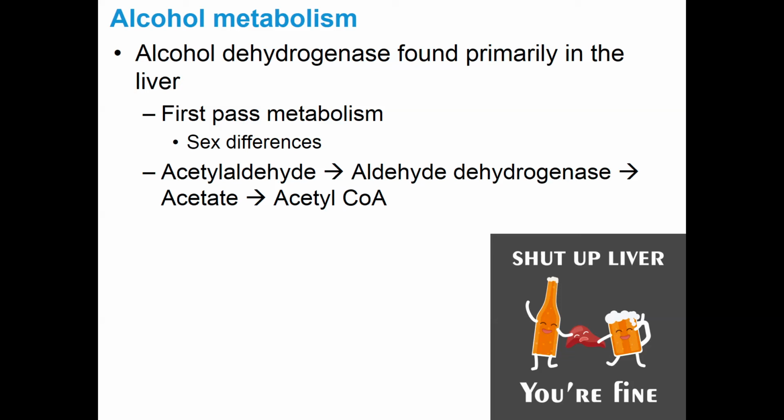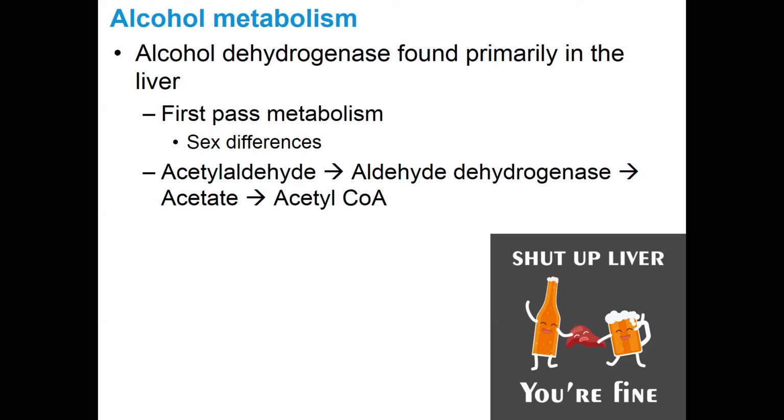It has lots of the enzyme alcohol dehydrogenase that helps us to metabolize ethanol. But the liver isn't the only place where we have that enzyme. That enzyme is also found in the gastrointestinal tract. So there's some of that in the stomach, there's some of that in the small intestine, but the vast majority of that is in the liver.